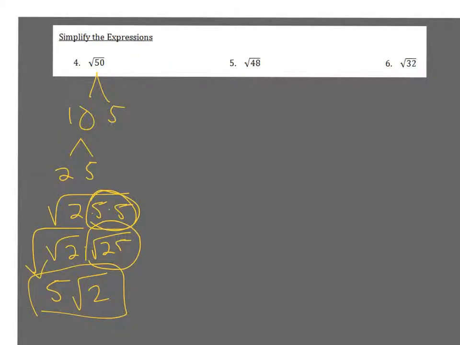So if I look at 48, and split that one, there's a whole bunch of different ways you can do this one. I'll just go 3 and 16. Well, then square root of 3, and then 16 can be split into 4 and 4.